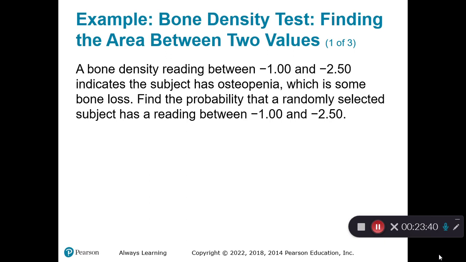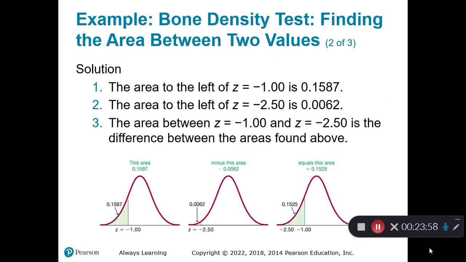between negative 1.00 and negative 2.50. As we said earlier, you're going to have to look up both of these z-scores in the table, and then we're going to subtract the two table entries, or subtract the two areas from one another. The area to the left of a z-score equal to negative 1.00 is 0.1587. The area to the left of z equals negative 2.50 from table A2 is 0.0062. And the area in between those two z-scores would be found by subtracting these two areas from each other.